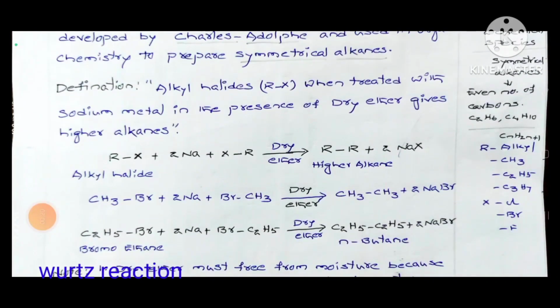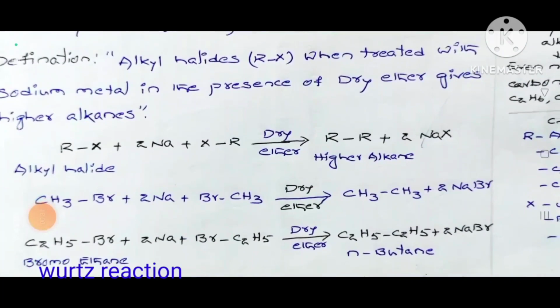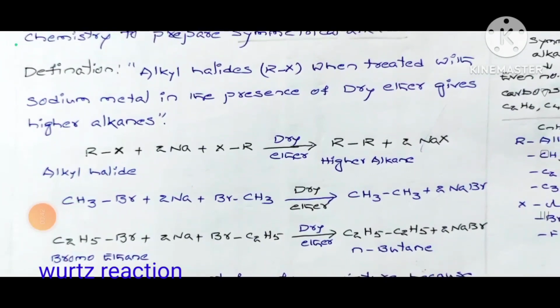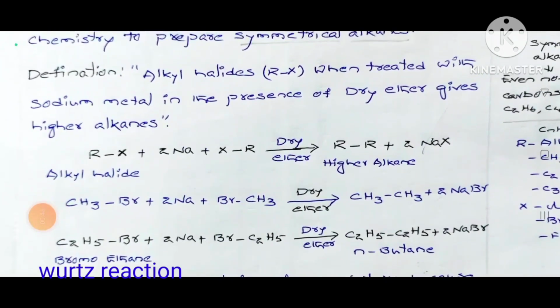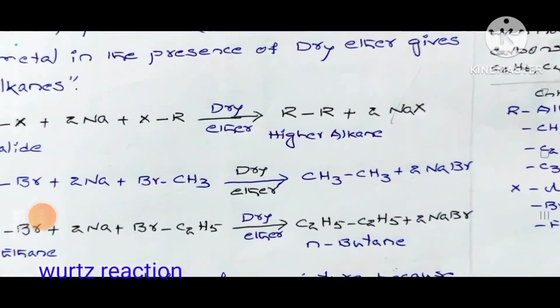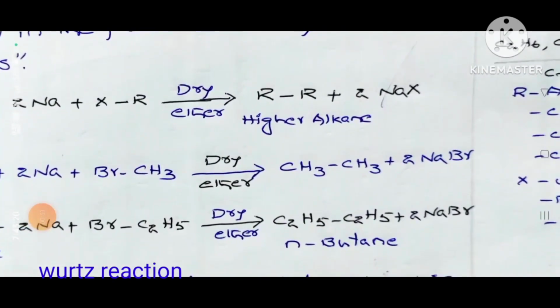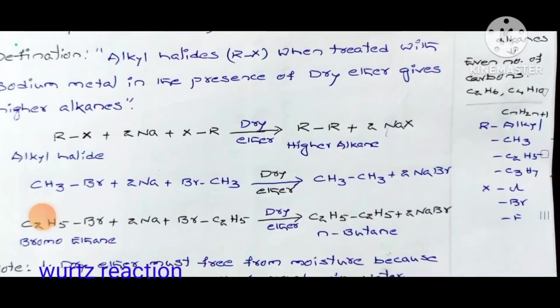General equation of Wurtz reaction: RX plus 2Na plus RX, in the presence of dry ether, gives R-R plus 2NaX. R-R means higher alkanes. For example, CH3Br, that is methyl bromide, reacts with sodium metal in the presence of dry ether to give ethane, CH3CH3, plus 2NaBr.